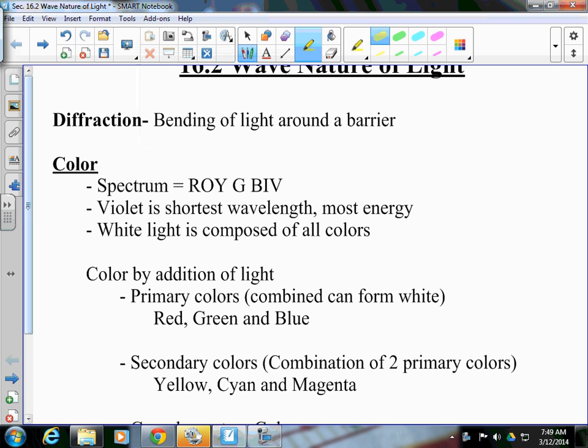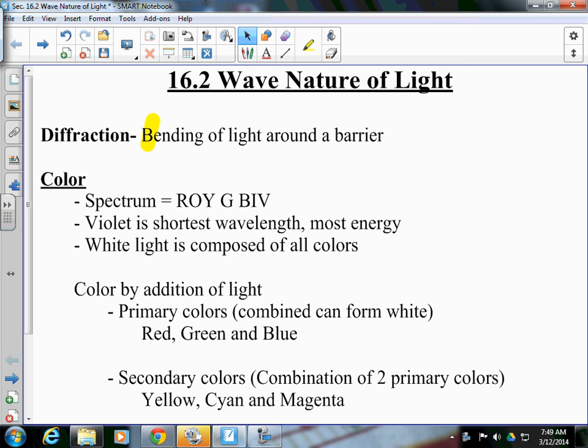All right, 16.2. My notes are off a little bit here, sorry about that. We're going to talk about the wave nature of light. In 16.1, we got a little introduction to what light is. Let's talk about the wave nature of light.